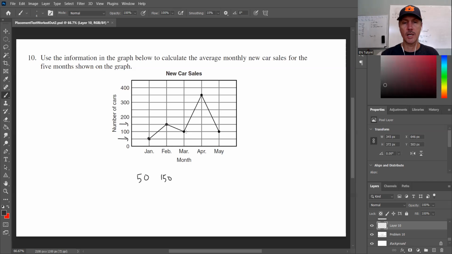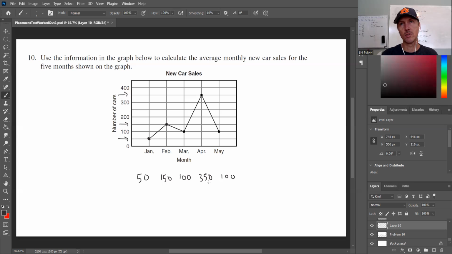In March, March is nice because it's right on the line that represents 100. So we sold 100 cars in March. April, we sold 350 since it's on the line in between 300 and 400 up here. And then finally in May, we sold 100 just like we did in March. Okay, so there are our 5 numbers representing our monthly car sales for January through May. Now we're asked to find the average monthly new car sales. So we've got to take an average of these 5 numbers.